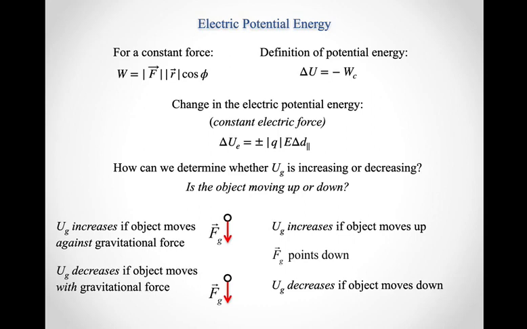Object moves up, gravitational force points down. In moving up, it's going against the gravitational force, and we still get an increase in the gravitational potential energy. On the other hand, the gravitational potential energy decreases if the object moves with the gravitational force. So gravitational force points down, object moves down, gravitational potential energy is going to decrease.